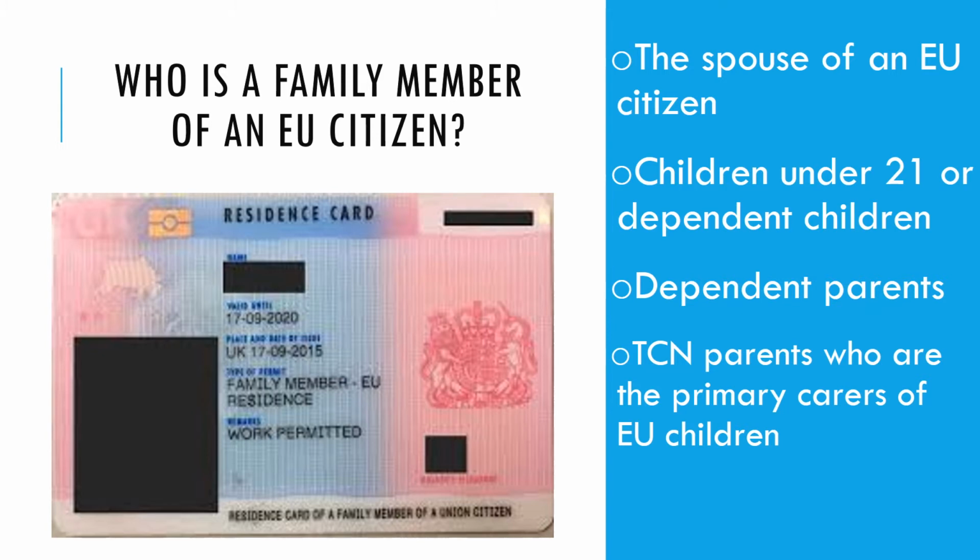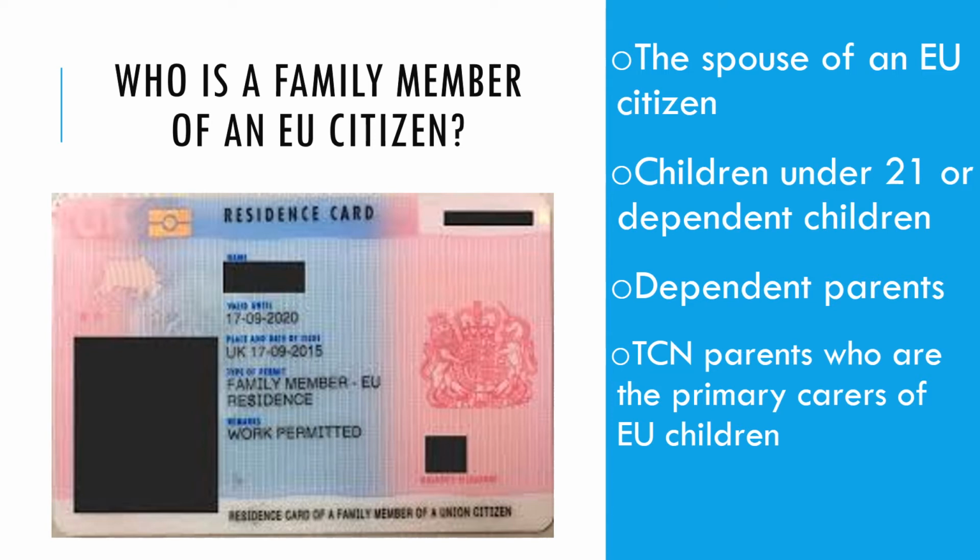The dependent parents of an EU citizen or of their spouse. As you can see, just having family ties is sometimes not enough. To be regarded as family members, parents and children over 21 must be dependent on the EU national. We will see some examples of what being dependent means later.